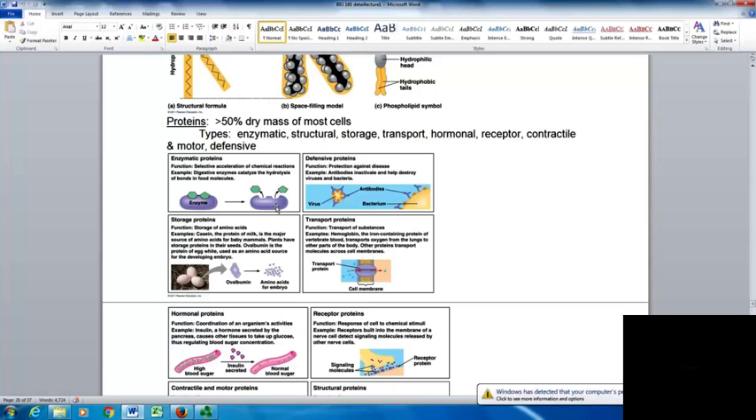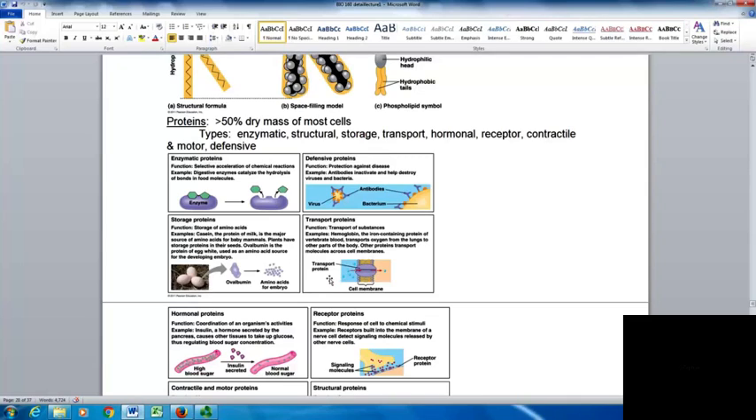You can have defensive proteins. These will act as things like antibodies to attack viruses or bacteria. Storage proteins, these are going to store some amino acids. A couple examples here, the casein protein in milk. It's a source of amino acids for the baby animals. Plants have storage in their seeds. And then in this example in the picture you have ovalbumin that is a protein source that's stored for the baby chick once it hatches.